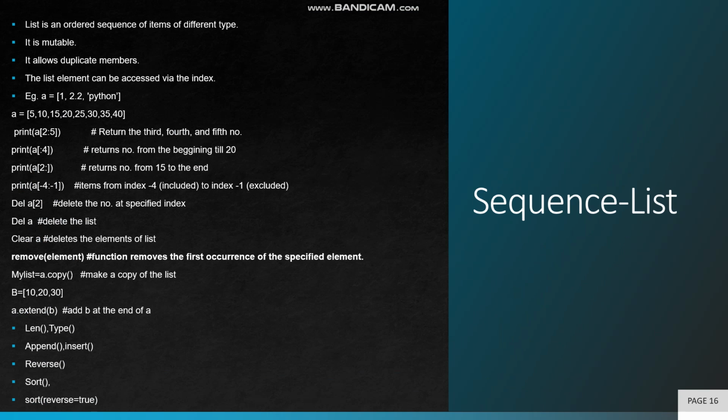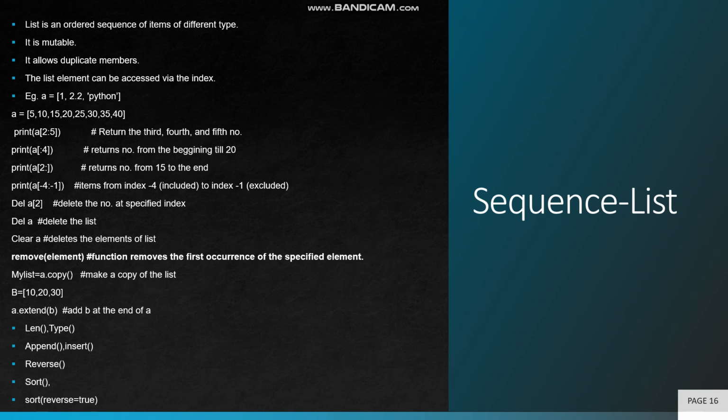What is the difference between collection and array? Array holds different elements of same type, but collection can hold different elements of different types. This is the major difference of collection data type over array. So list is the first collection data type which we'll be covering.